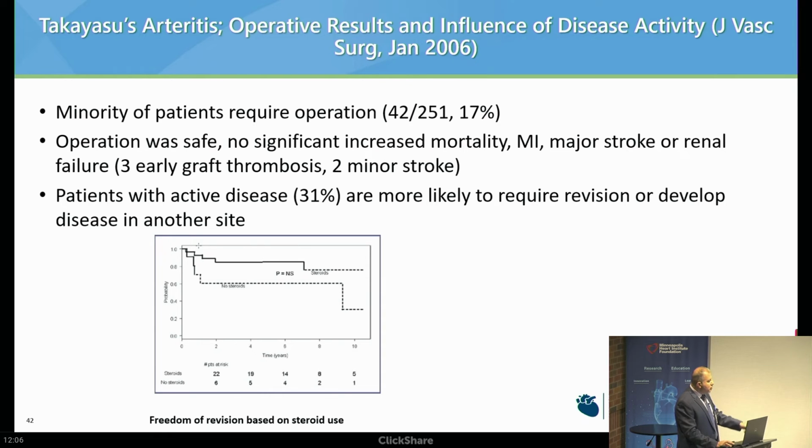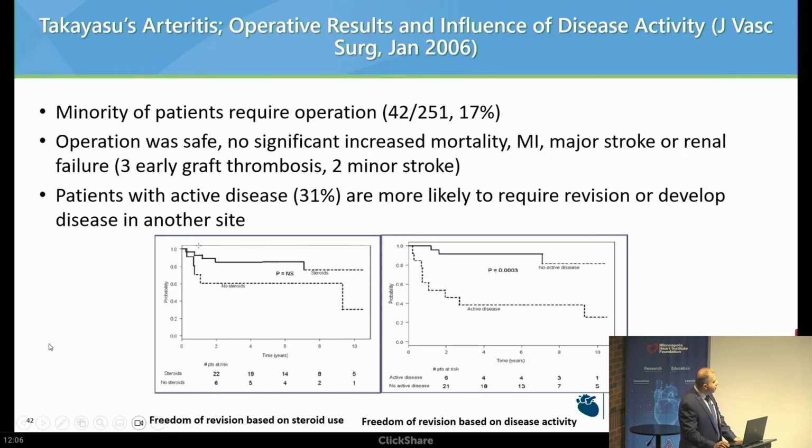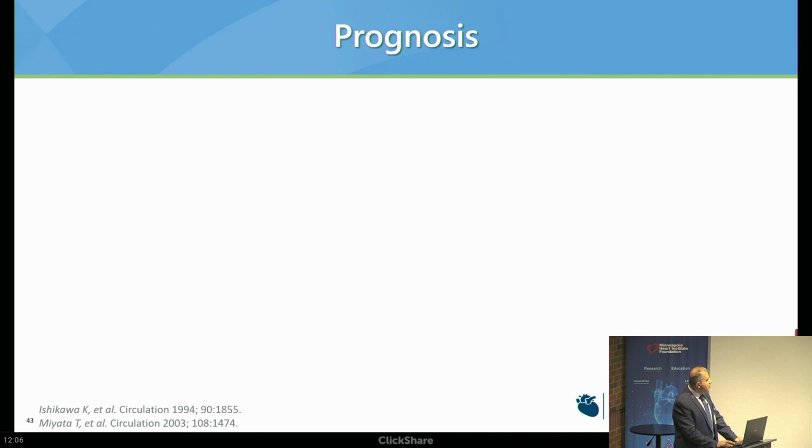This shows that being on prednisone is a sign that you're getting treatment for your active disease. Patients who were not on prednisone had more need for revision, so this compares patients with active disease versus inactive disease. So we really try to make sure that the disease is under control or inactive before our surgeons operate on these patients.